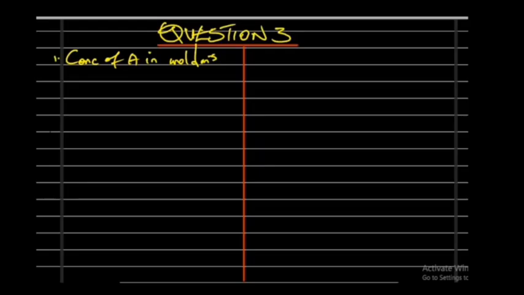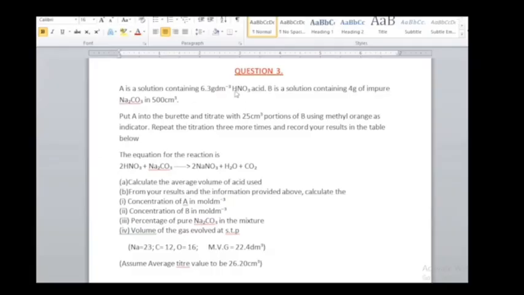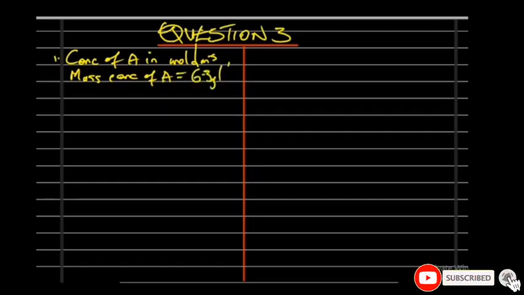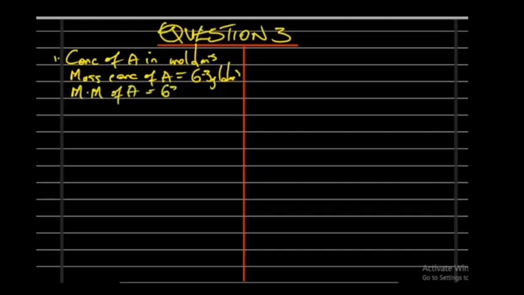From the question there, we have the mass concentration of A. The mass concentration of A, we have it to be 6.3 grams per dm cube. So we are going to make use of that. Mass concentration of A equals 6.3 grams per dm cube. So the molar mass of A we said is 63 grams per mole.